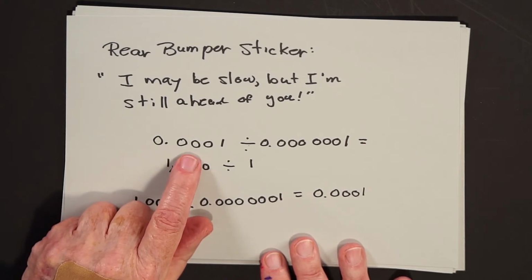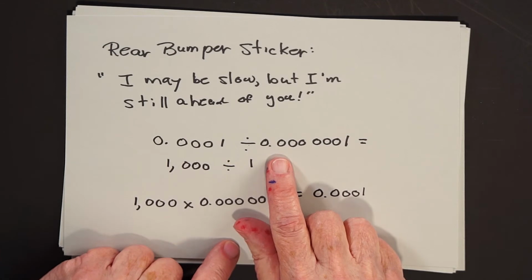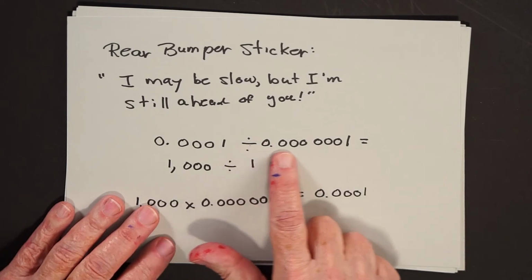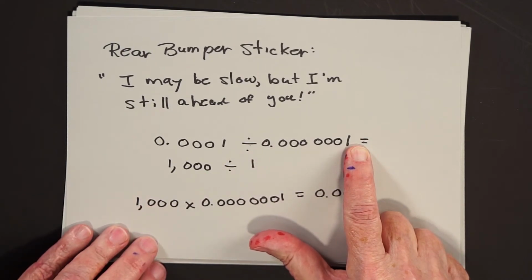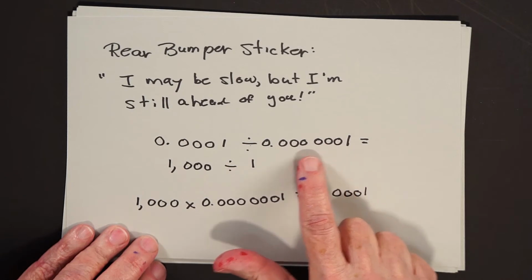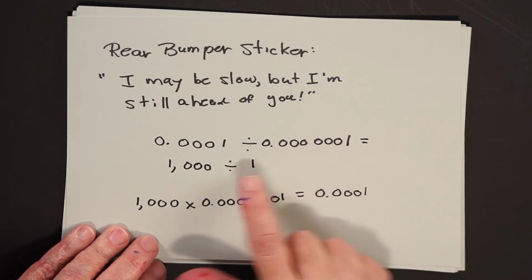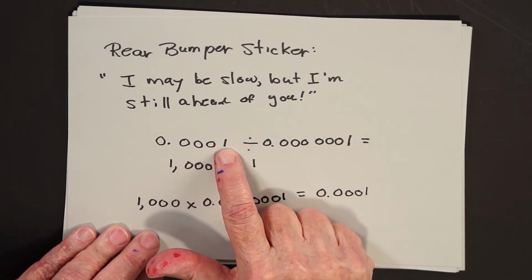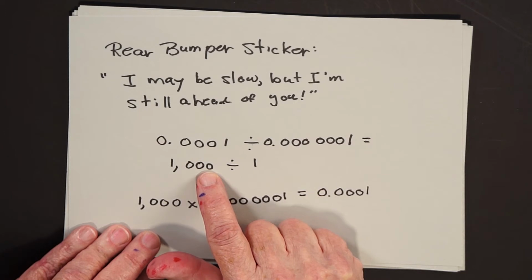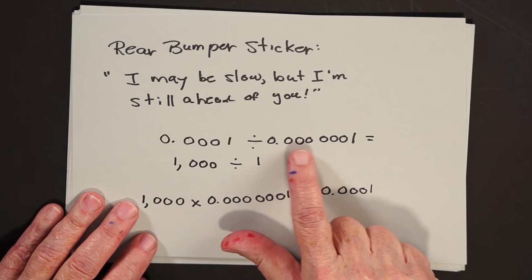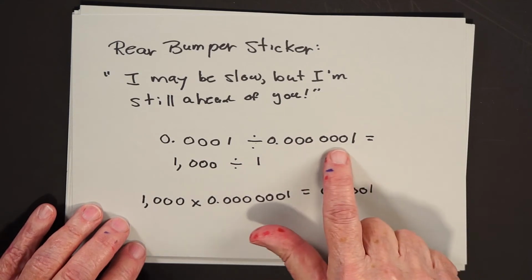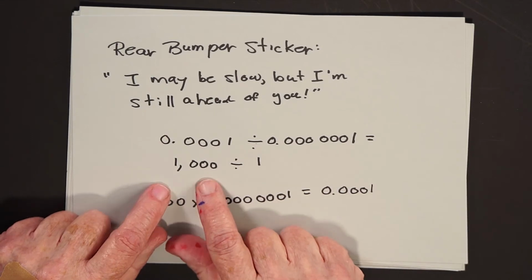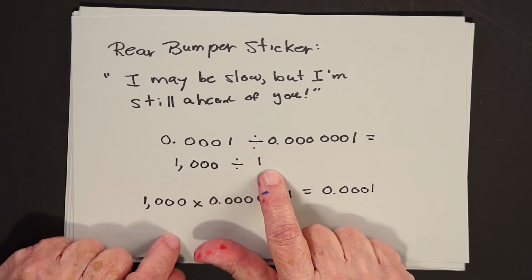Well, let's take a look at 0.0001 divided by 0.000001. We want to make this into a whole number, okay? To do that, we have to move the decimal point 7 places to the right. That means we have to move it 7 places to the right over here, but there are only 4 digits to the right, so we have to tack on 3 more zeros. So if we take this amount this many times to bring it up to 1 and do the same thing over here, the problem becomes the same as what? 1,000 divided by 1, which is 1,000.